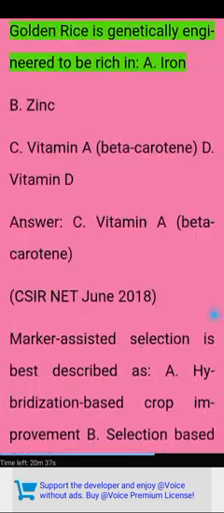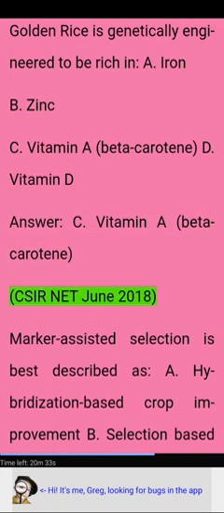CSIR-NET December 2021. Golden rice is genetically engineered to be rich in: A. Iron. B. Zinc. C. Vitamin A, beta-carotene. D. Vitamin D. Answer: C. Vitamin A, beta-carotene.